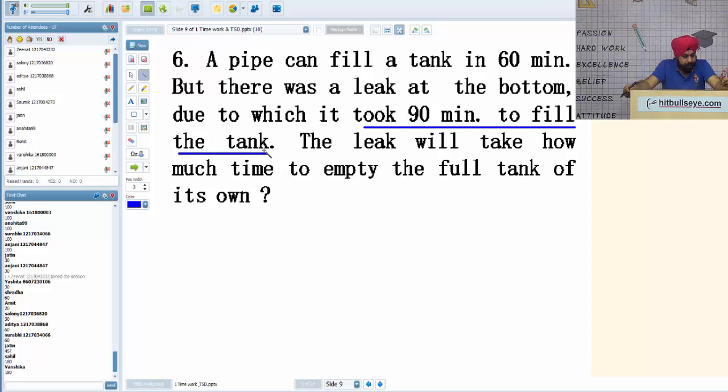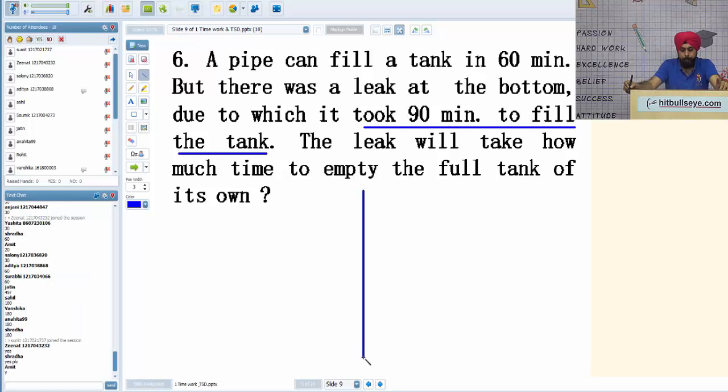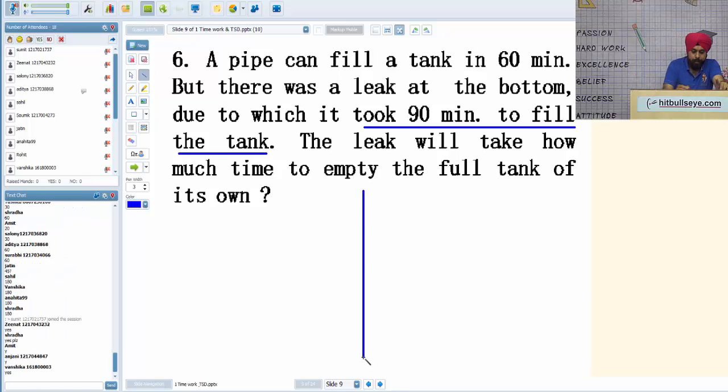Sahil and Vanshika say now the answer is 180. So shall we discuss it students? Okay, there are 2 approaches we'll apply. One is, see, the pipe can fill the tank in 60 minutes. Let me assume secondly that the leak can empty the tank in L minutes. Now mind it students, the pipe is filling the tank and the leak is draining the tank out.